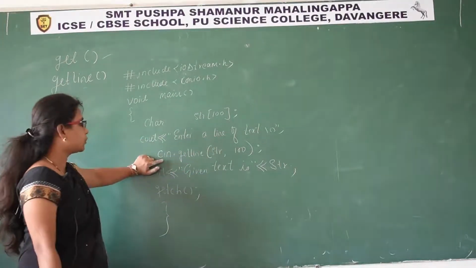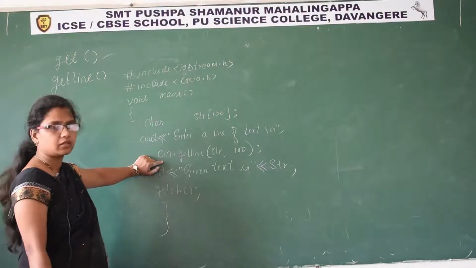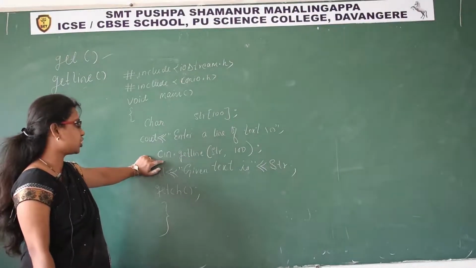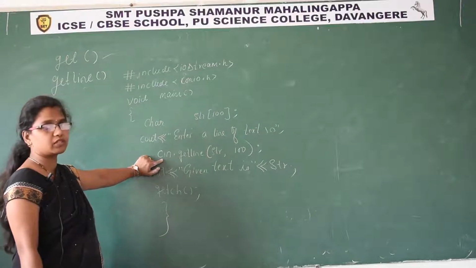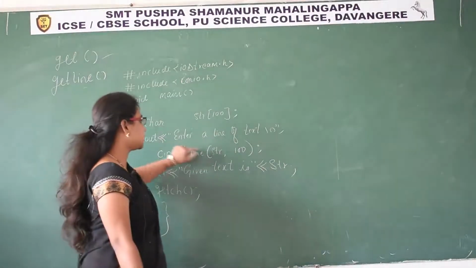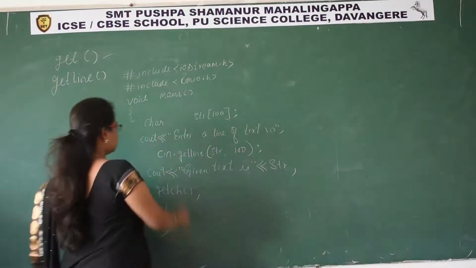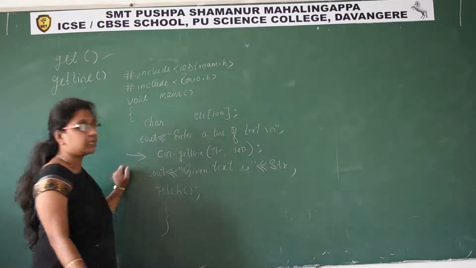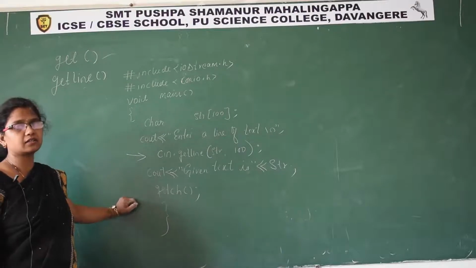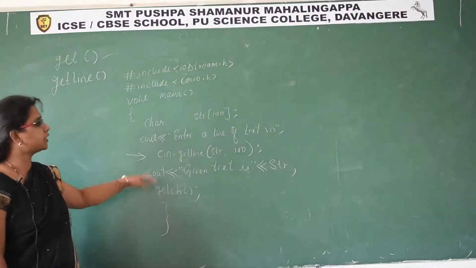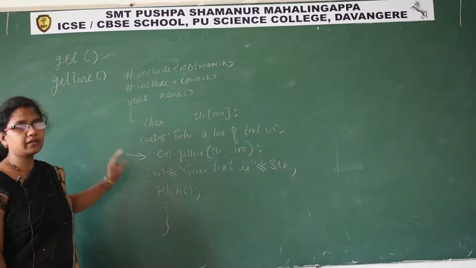After that, I am calling the getLine function. It's a member function of the istream class, so I have to use the object cin and the dot operator. The syntax would be like this: string name and size. When this line executes, it allows the user to enter characters. The user keeps on typing the characters. When he types the enter key, it terminates reading.